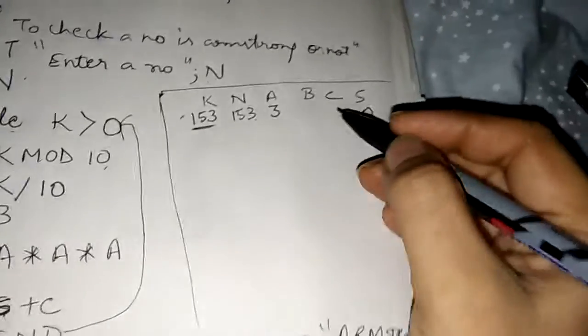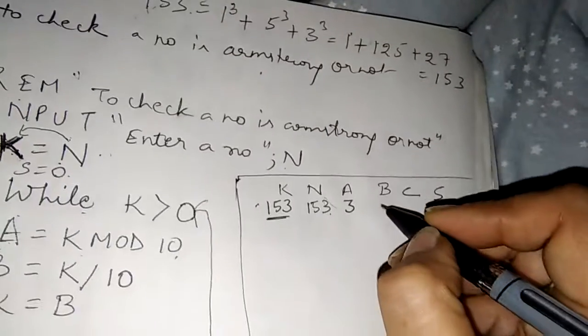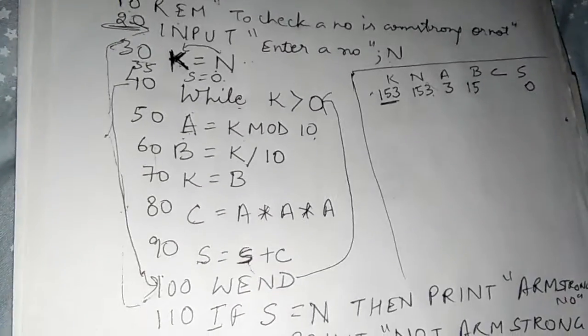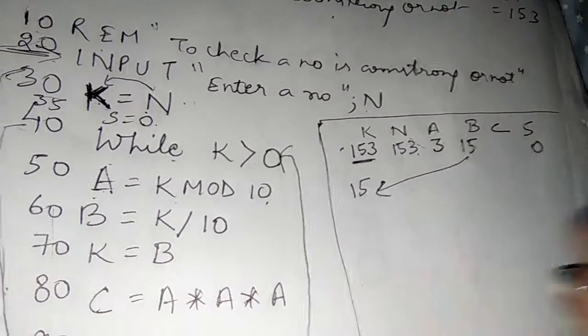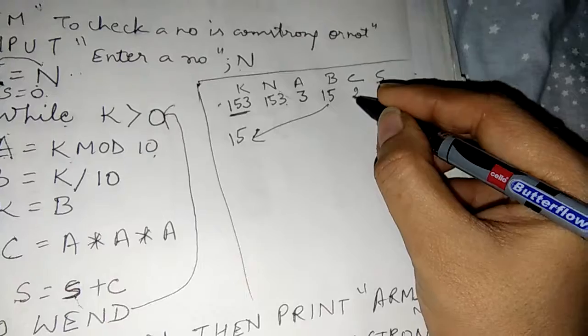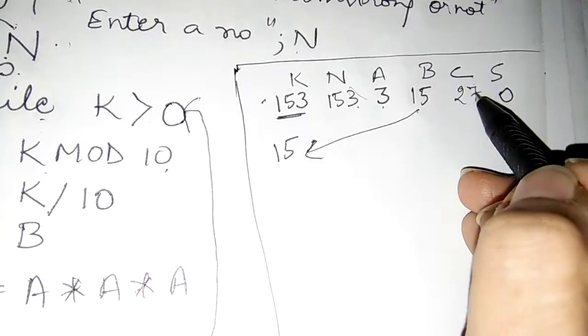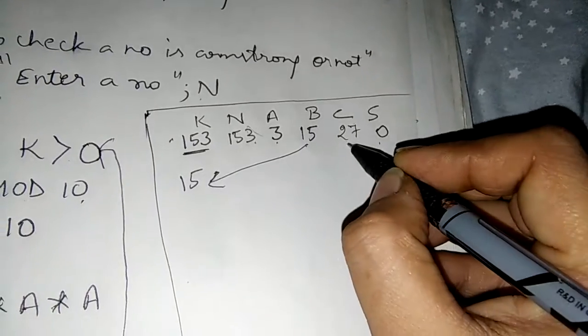Okay, b is k divided by 10. After dividing, the result is 15.3. We will take the integer part 15 because I am supposing they are integer variables. Now k will store the value of b, so k is changed. Now k is reduced; we are reducing the number, then only we will get the other digits. Then c will contain the cube of a. A is 3, cube of 3 is 27. And s will contain the sum 0 plus 27, that is 27.